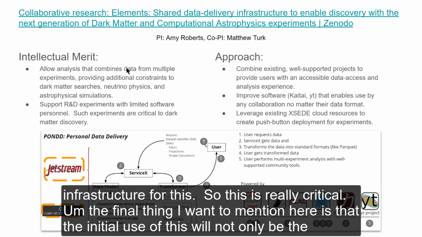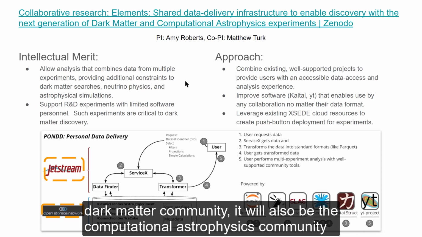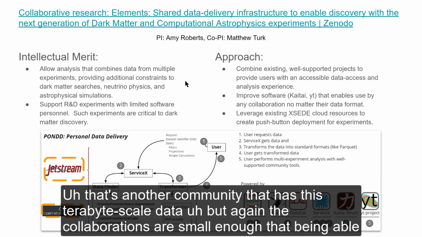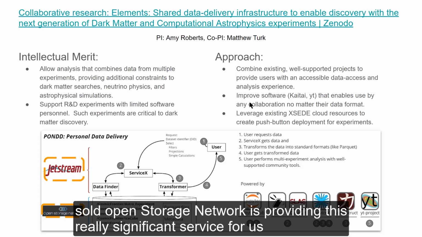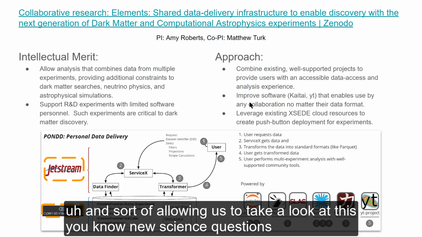The final thing I want to mention here is that the initial use of this will not only be the dark matter community, it will also be the computational astrophysics community. That's another community that has this terabyte scale data, but again, the collaborations are small enough that being able to make their data accessible in a controlled way beyond their collaboration is not feasible with the resources that they have. So the Open Storage Network is providing this really significant service for us, and sort of allowing us to take a look at these new science questions.